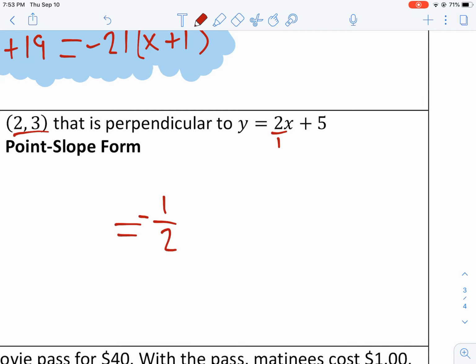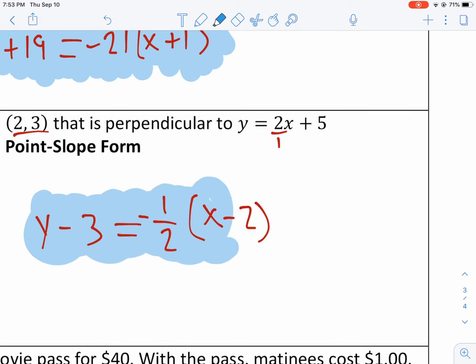Now we're going to plug in the point they gave us. So our y value is 3 in that point, so we're going to have y minus 3. Our x value is 2, so we're going to have x minus 2. And we are done. That is our equation for point slope form.